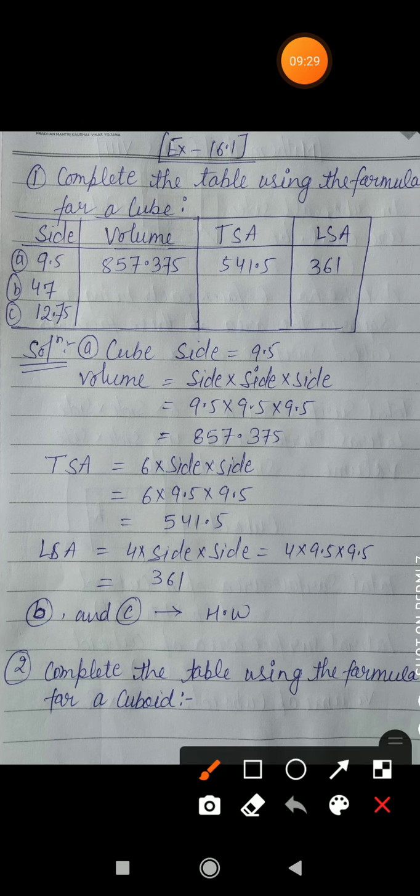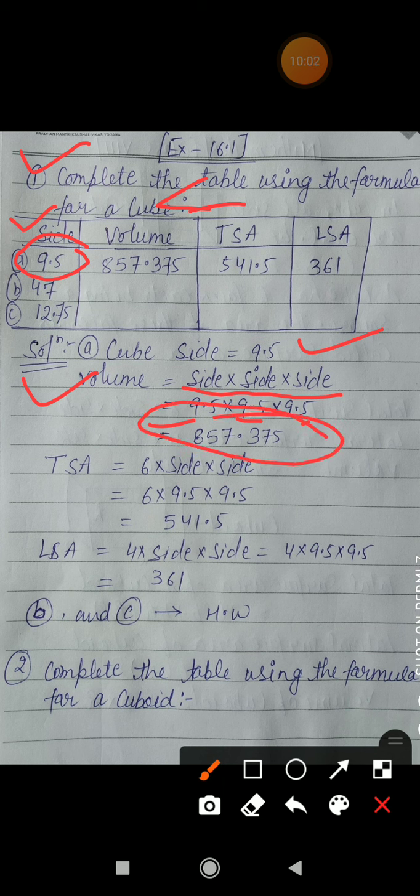Question number 1: complete the table using the formula of a cube. So you have to use only the formula of a cube. Here the side of the cube is given. The side is 9.5 meters. What is the formula of volume? Volume is equal to side into side into side, and you put the value of side, 9.5, 9.5, 9.5, multiply these three times, and then the answer is there. So this is your answer, 87857.375. This is the volume of a cube.